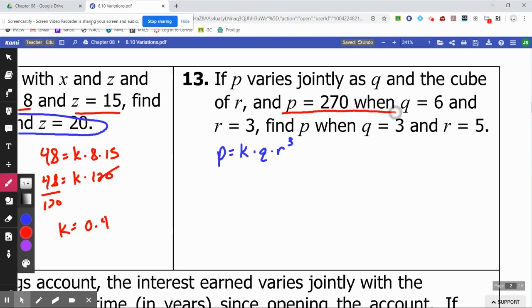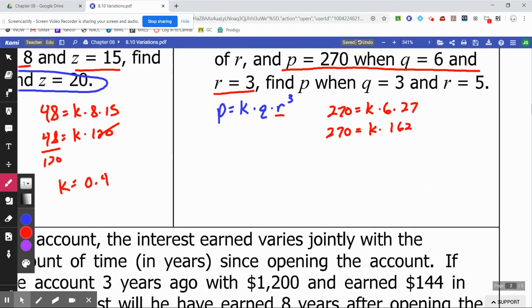When P is 270, Q is 6, and R is 3. So P is 270. We don't know our constant. Q would be 6, and R would be 3. So that'd be 3 to the third, which is 27. Gives me 270 equals K times 162. When you divide by 162, you're going to get K has a value of 1.6 repeating.